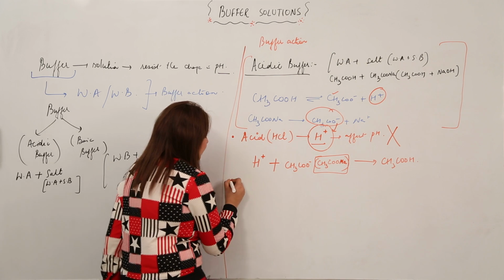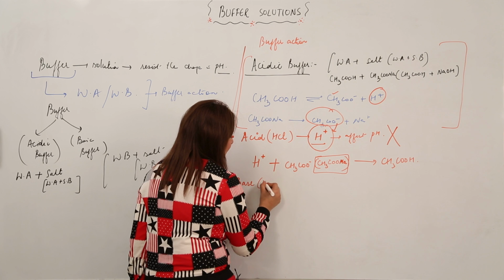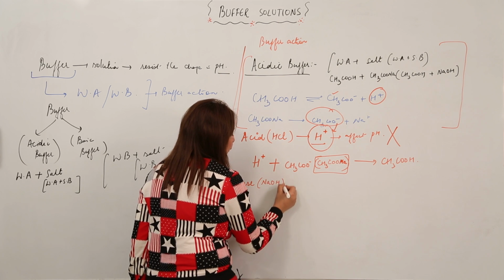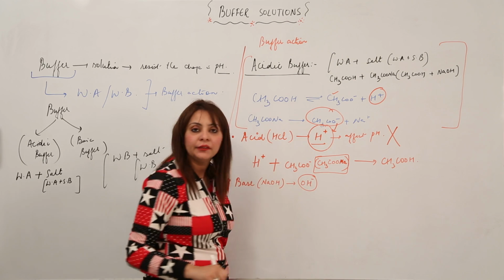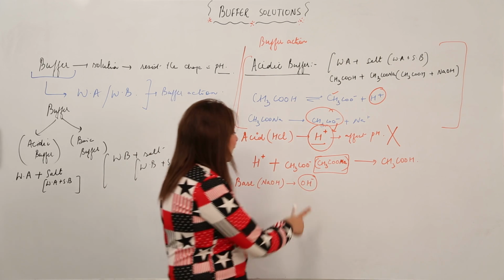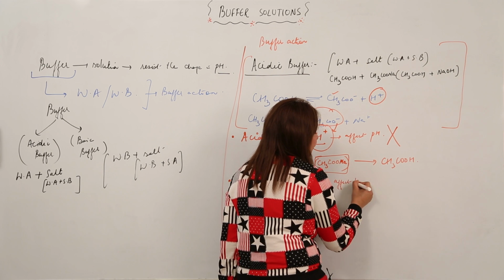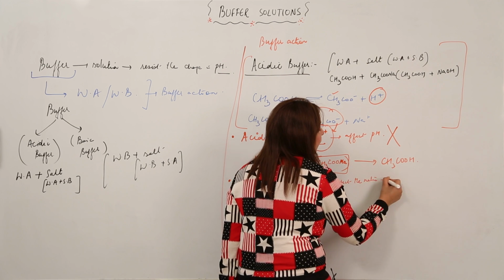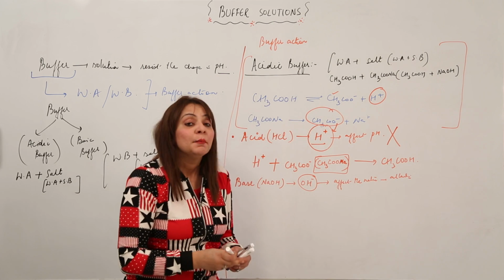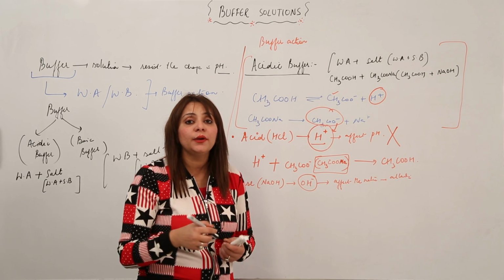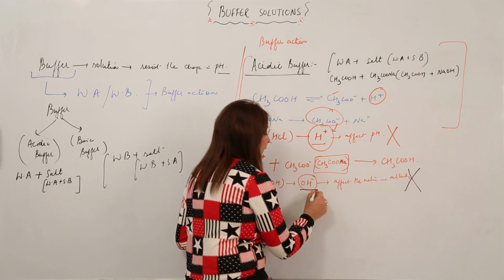Now let us add base to it. So base, suppose I am adding NaOH, right? Obviously it will dissociate and release hydroxide ions, right? Now that means these hydroxide ions can alter the pH and affect the nature of the solution, or make the solution alkaline. That is what it is supposed to do, right? But actually it is not affecting it, because they are also again getting consumed.